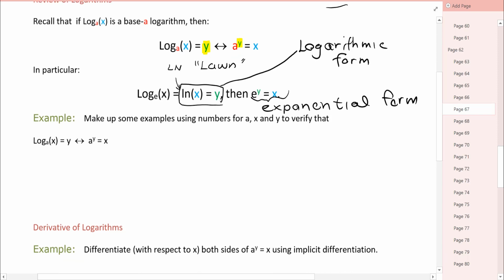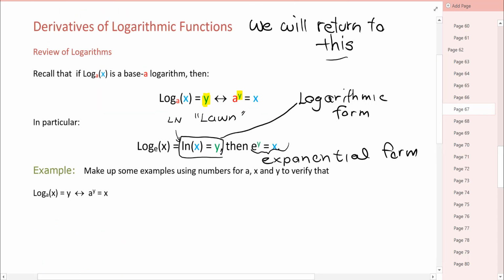And here it just asks us to make up some examples to verify. So, well, let's do log base 10, okay? Because your calculator probably has log base 10 on it. It should have log base e as well, of course. So let's say log base 10 is the one that's spelled just log.